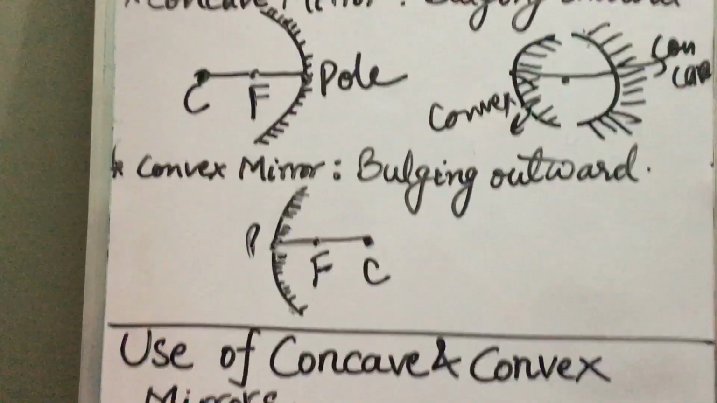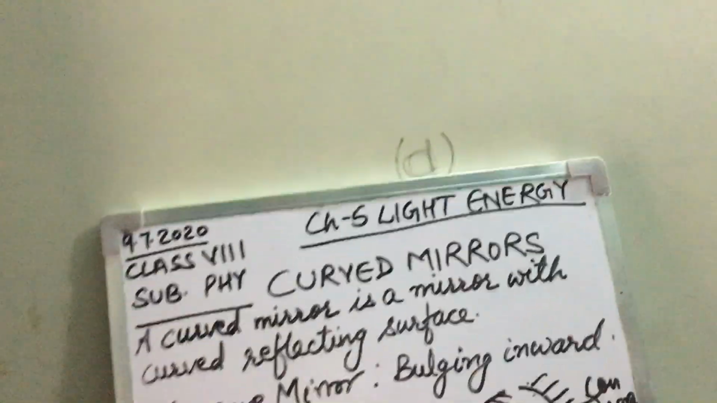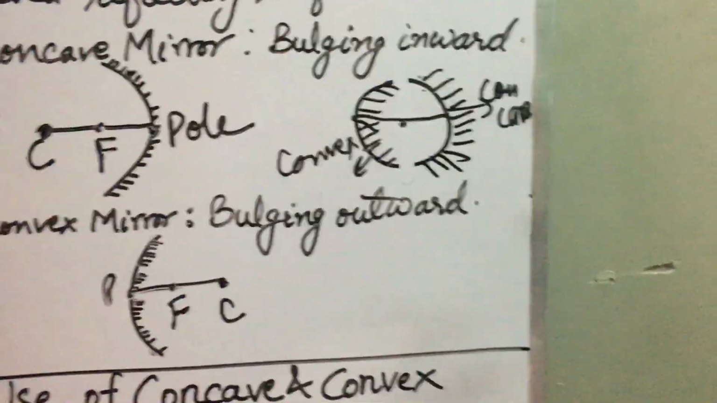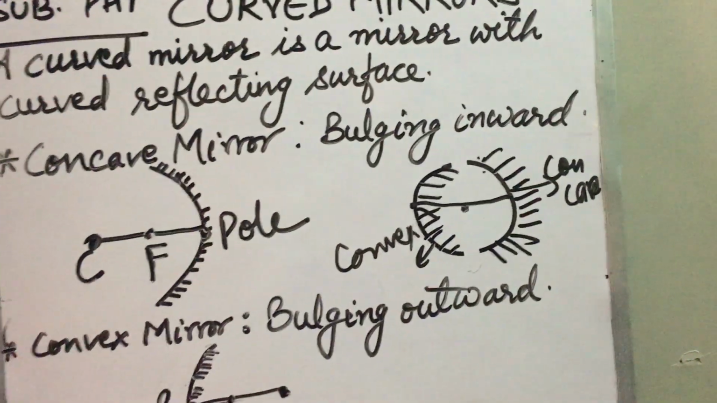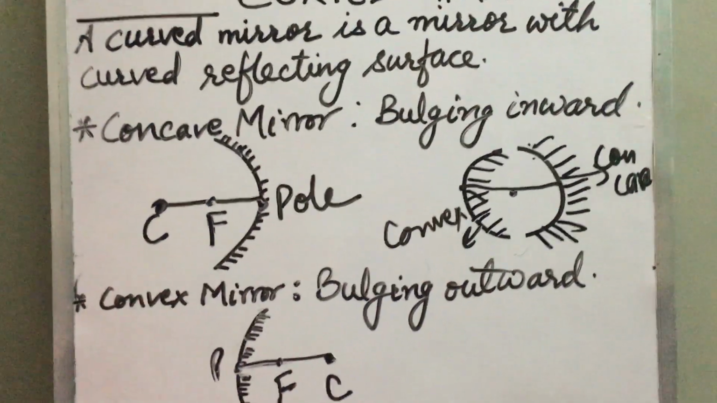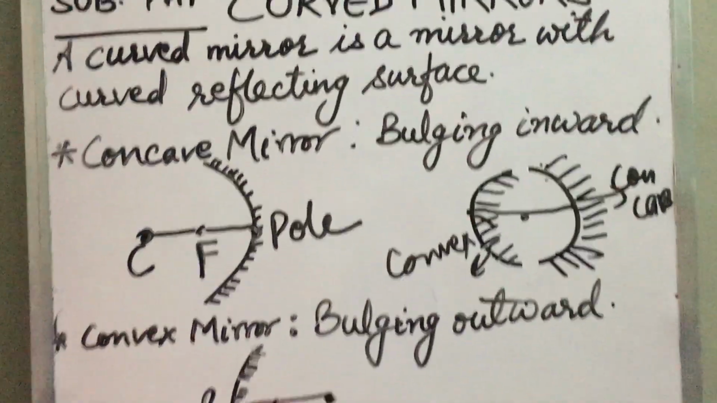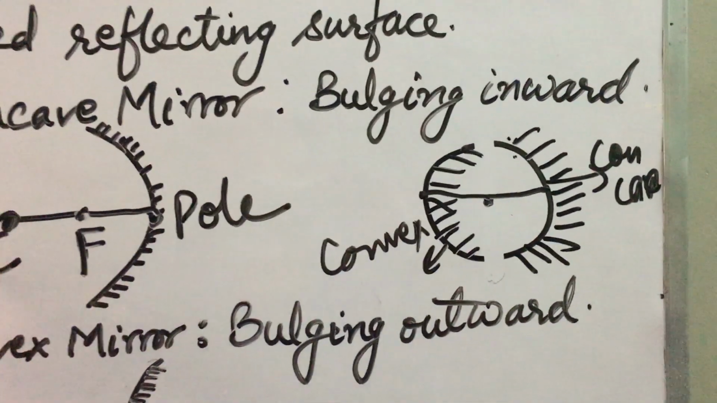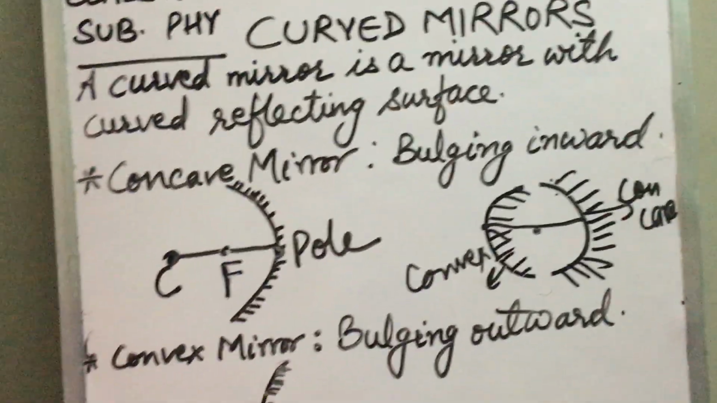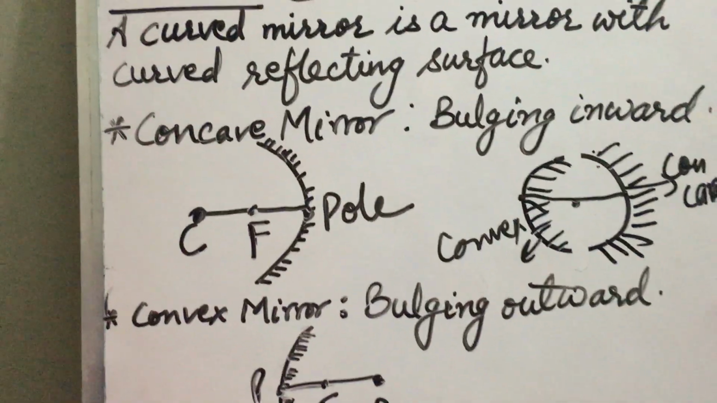Now see children, when you open your page number 52, you will find the terms related to curved mirrors, from which I have explained pole, center of curvature, radius of curvature, principal axis. Beta, this line is known as the principal axis. Okay, now principal focus, focal plane.